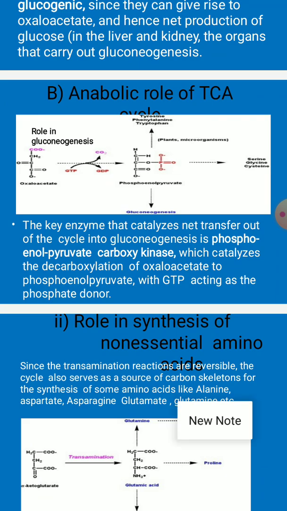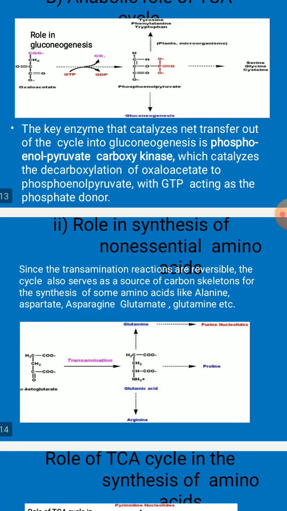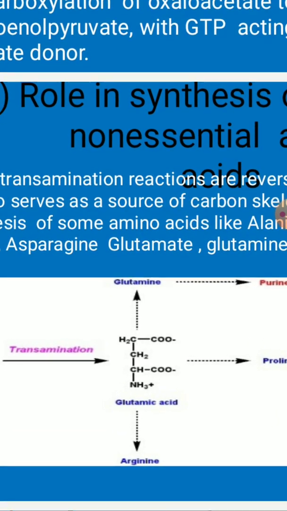Coming to the next role, the synthesis of non-essential amino acids. The TCA cycle intermediates play a very important role here. Since the transamination reactions are reversible, as you all know, the cycle also serves as a source of carbon skeletons for the synthesis of some amino acids like alanine, aspartate, asparagine, glutamate, glutamine, etc. Right? So these particular intermediates of TCA act as a source of carbon skeleton for the synthesis of some amino acids, as I showed you here.